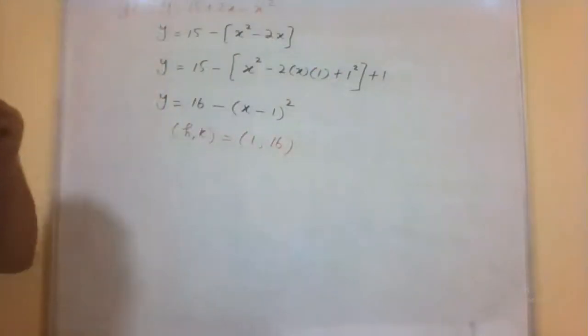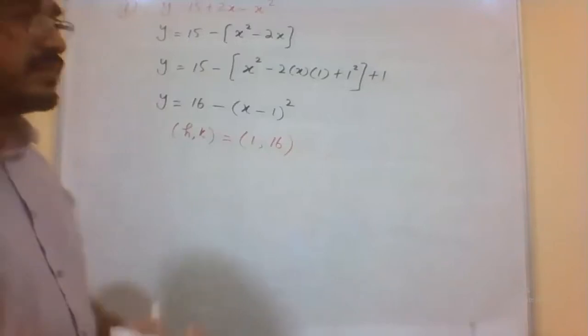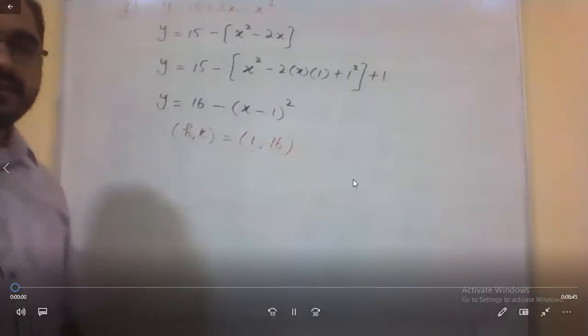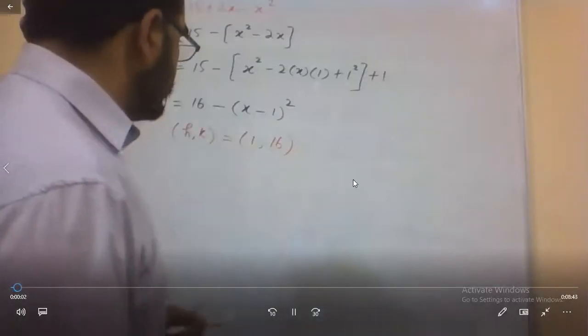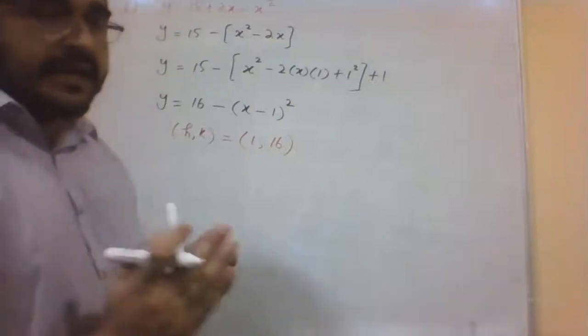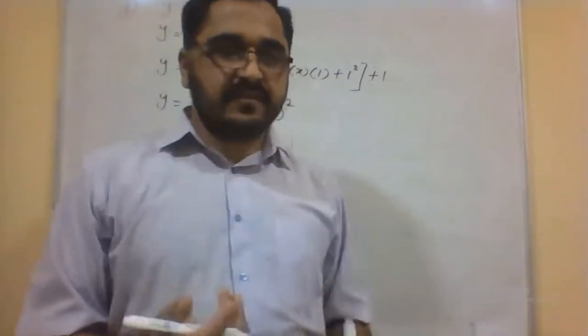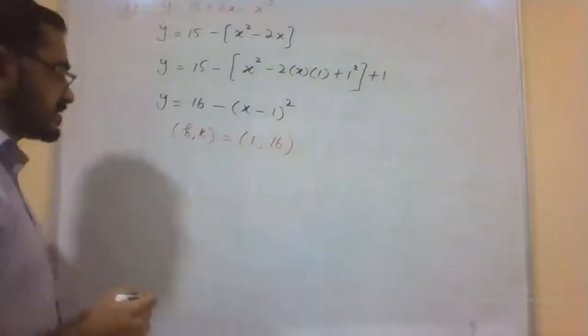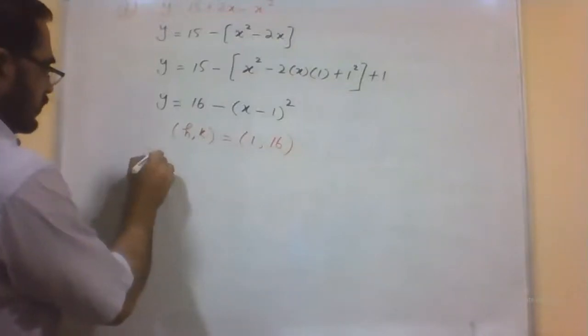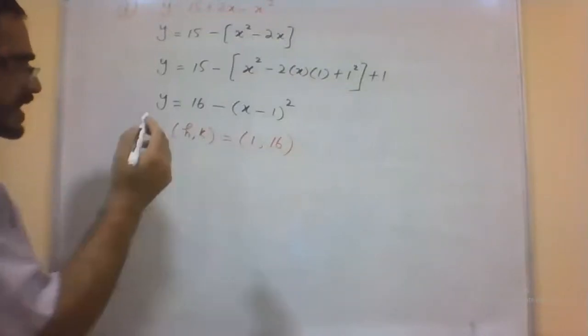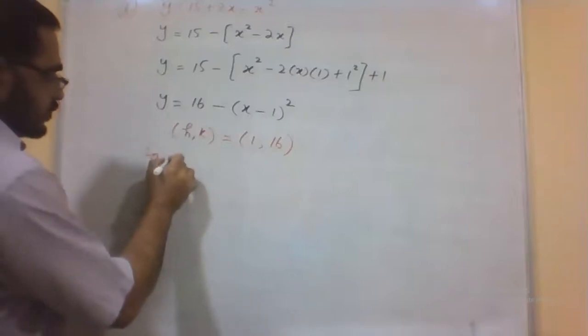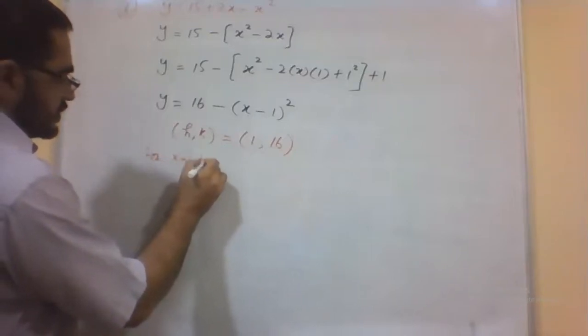Now after that, we will find the intercepts on the axes. First of all, we are finding the x-intercepts, meaning the points on the x-axis.